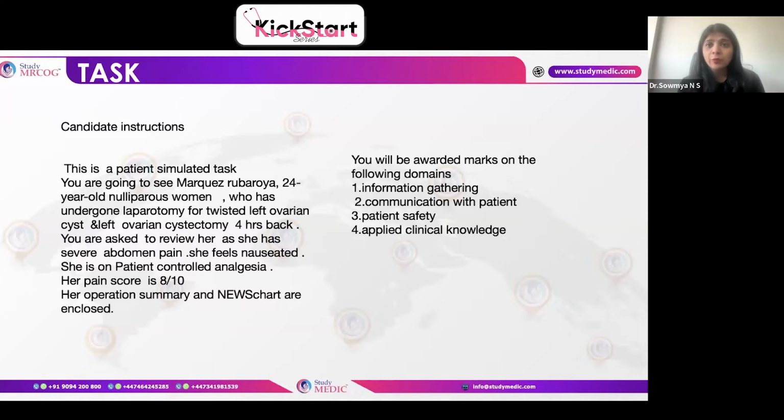And Marcus, I really want to tell you, because I know you're in a lot of pain. I know you're vomiting, but at the same time, I want to tell you that we want to keep you safe and we want to make sure that everything is going well with you. I have quickly gone through your notes, which says that you underwent the removal of the cyst because it was twisted. Yeah, I have very few questions to ask you.